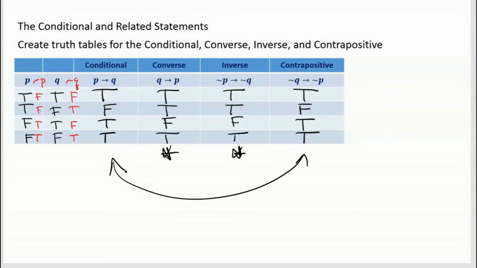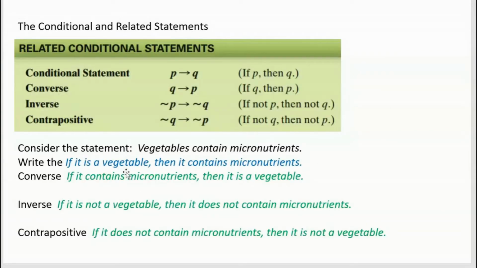And I think you could kind of see that when you did the vegetable statement. If we go back and take a look at that real quick. Look, your original statement says, if it is a vegetable, then it contains micronutrients, when we wrote it as an if-then. The contrapositive says, if it does not contain micronutrients, then it's not a vegetable. That's exactly the same statement, but with the same truth value. It's a different statement, right? It's the contrapositive, but these are equivalent.